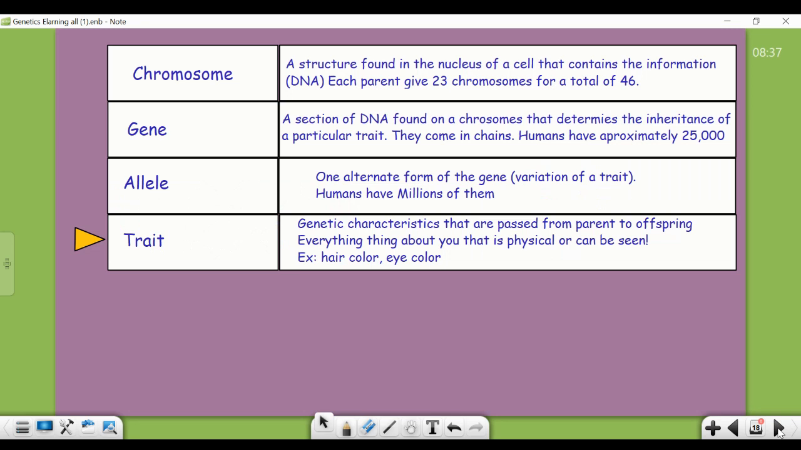The next word is a trait. Traits are just the genetic characteristics passed on. This is what we see when we look at each other. This is what you saw in the very first people that you notice: hair color, eye color, freckles, dimples, fingers, toes, ears, and earlobes. These are all the things that are traits. It's the expression that we can actually see.